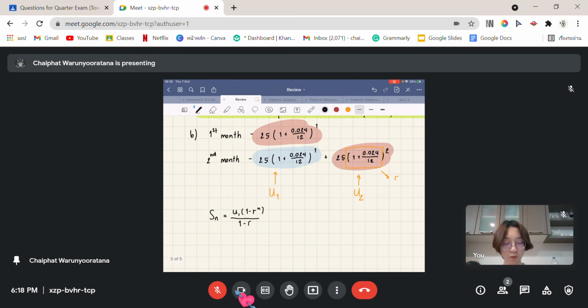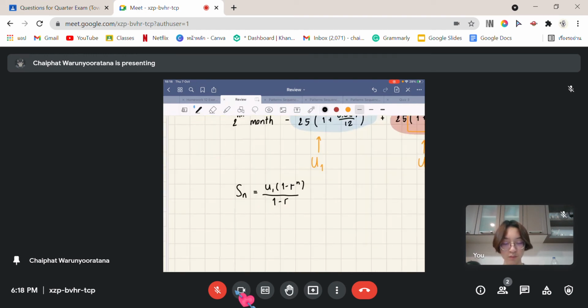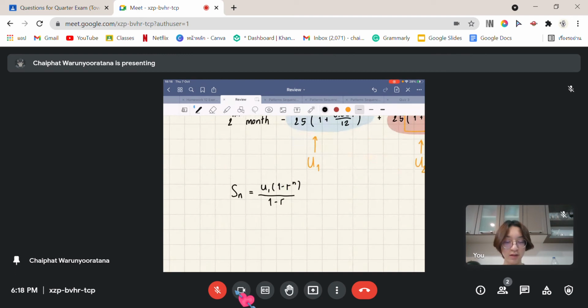And we know U1 and R already. Now, we are going to calculate for the next 2 years, which means that there will be 24 months, and each month she deposits, right? So there are going to be 24 set of numbers. Therefore, n is going to be equal to 24.